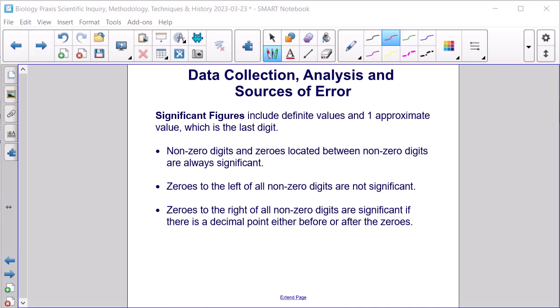Significant figures include definite values and one approximate value, which is the last digit. Non-zero digits and zeros located between non-zero digits are always significant. Zeros to the left of all non-zero digits are not significant. Zeros to the right of all non-zero digits are significant if there is a decimal point either before or after the zeros.